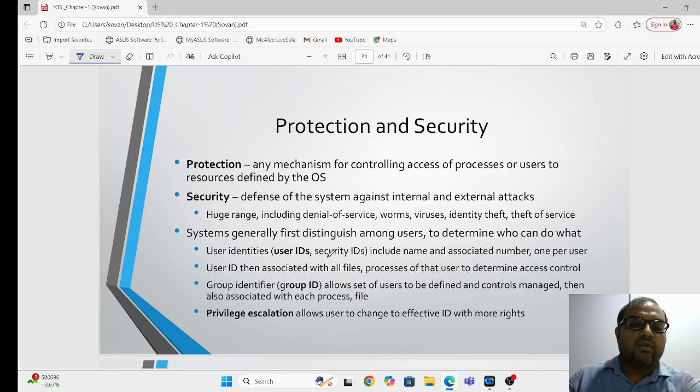Suppose the first attack is through the user identifier, the user identities. They can include their names, or associate their numbers, and via the user they can enter our system and then hamper our systems.